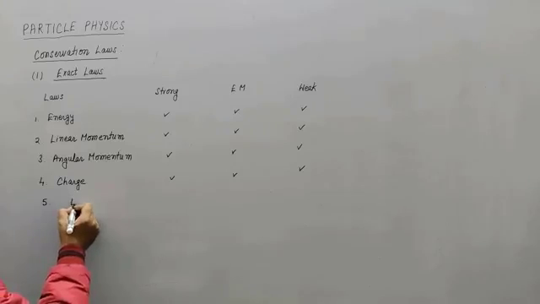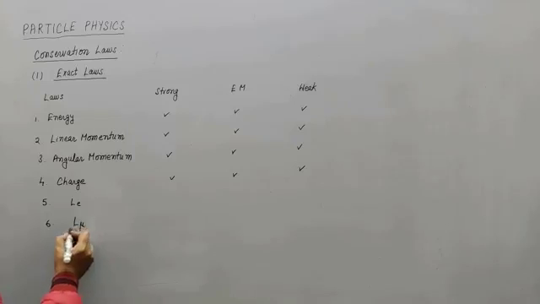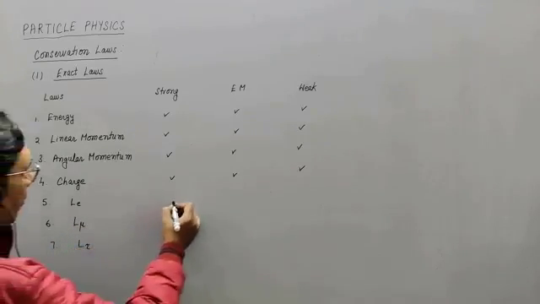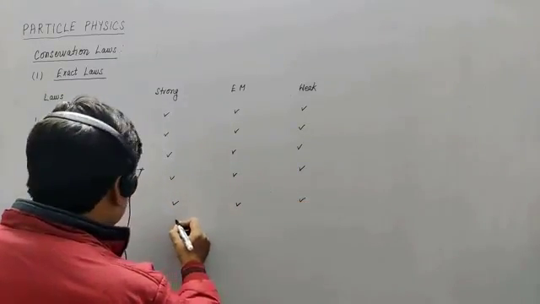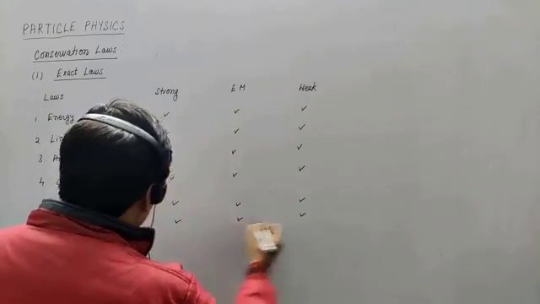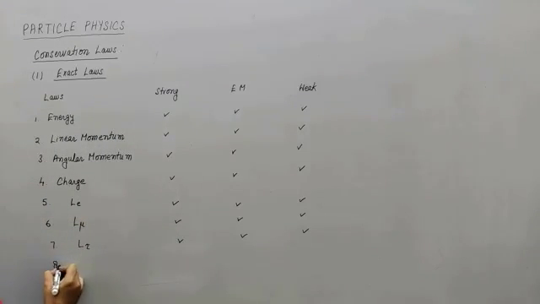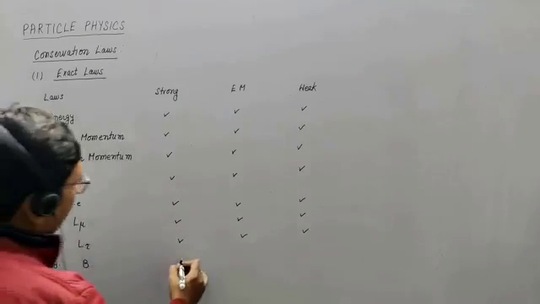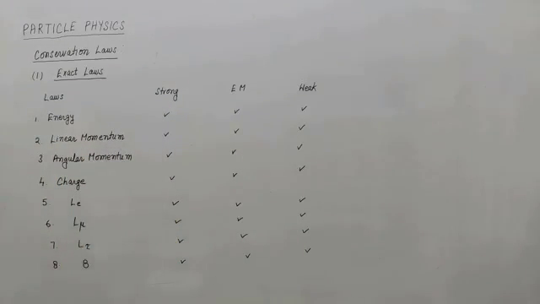Fifth, 6th and 7th, they are Le, L mu, and L tau. We have already discussed these lepton numbers. They are all conserved in all three types of interactions. And last is baryon number, conservation of baryon number. This baryon number is also conserved in all three types of interaction. So these are 8 exact conservation laws which are followed by all nuclear reactions.